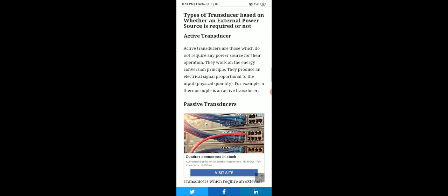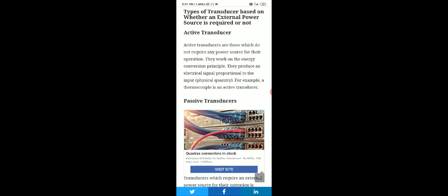Now do you know what the energy conversion principle is? Energy can neither be created nor be destroyed. It can only be transferred from one form of energy to another. So it works like that. And you know, in a thermocouple, you use the temperature difference and you get the EMF, right? The temperature difference of the two junctions will lead you to have the electromotive force.